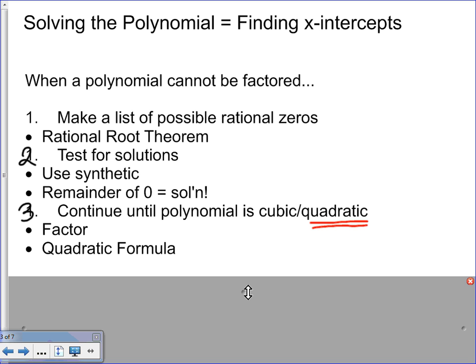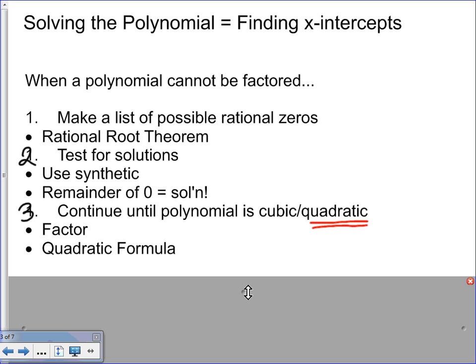This is great because you have some skills in your toolbox. You know how to solve quadratics. You can solve by factoring, or you could solve by quadratic formula. So we're actually going to see the quadratic formula come back. That good old friend, the quadratic formula.